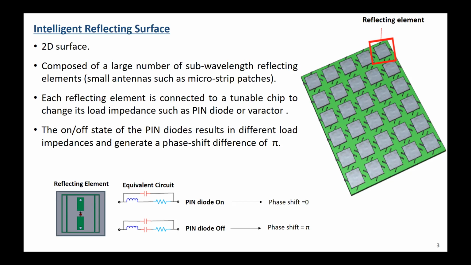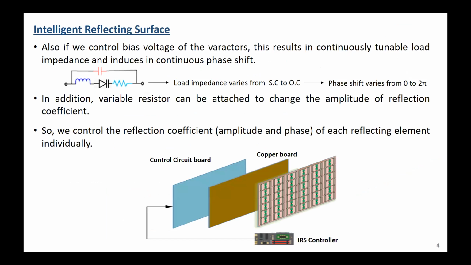Imagine that you want to induce a continuous phase shift. You may decide to replace the pin diode with a varactor. At this moment, you can have a load impedance that varies from short circuit to open circuit, and this will result in a phase shift that varies from 0 to 2 pi per element. In addition, if you decide to attach a variable resistor to each reflecting element, at this moment you can also control the amplitude of the reflection coefficient. So you can control for each element the reflection coefficient in terms of both amplitude and phase.